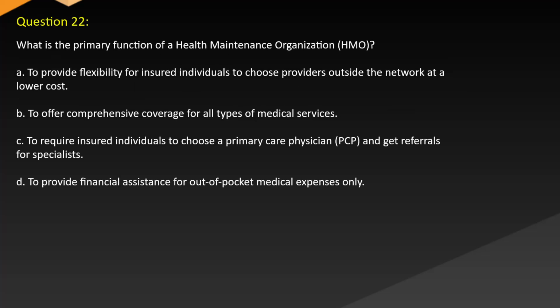Question 22. What is the primary function of a health maintenance organization, HMO? A. To provide flexibility for insured individuals to choose providers outside the network at a low cost. B. To offer comprehensive coverage for all types of medical services. C. To require insured individuals to choose a primary care physician, PCP, and get referrals for specialists. D. To provide financial assistance for out-of-pocket medical expenses only.